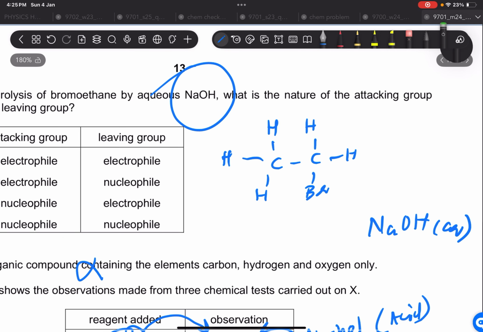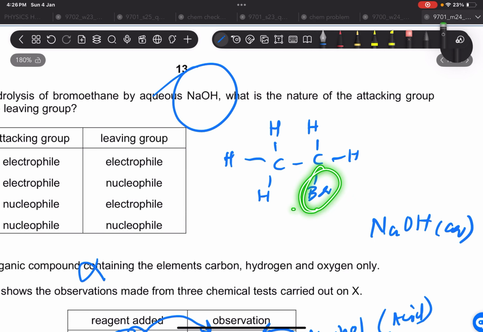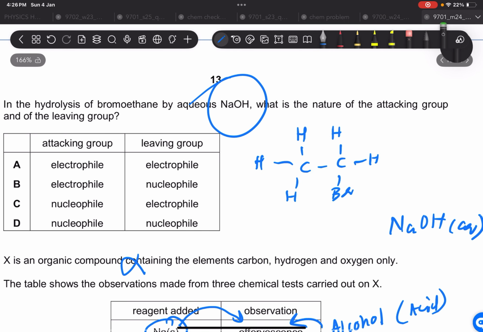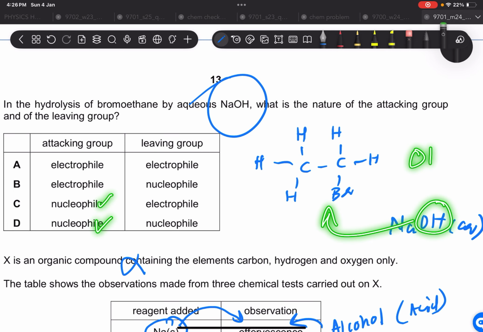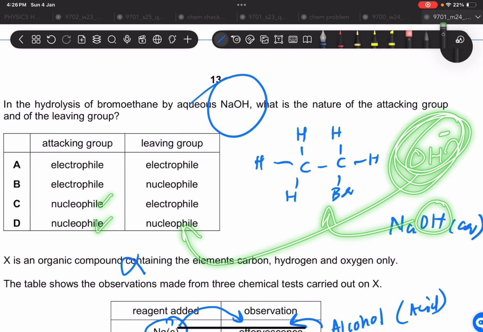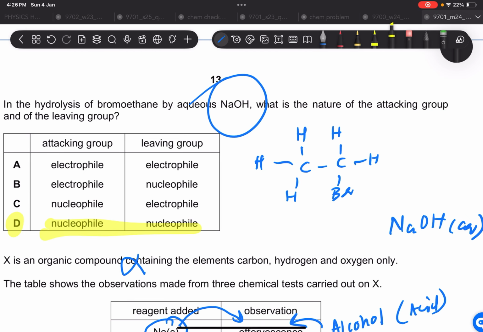Okay, so what happened? This bromine, you know what this is? This is a leaving group, bromide. And OH negative, electron rich, is going to attack. So it's a nucleophile. So I personally think it's going to be D. Okay.